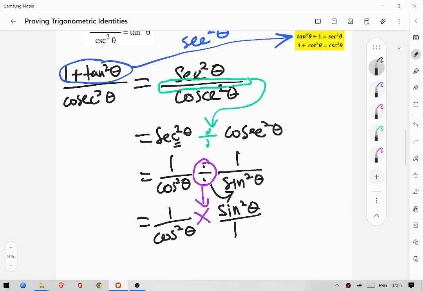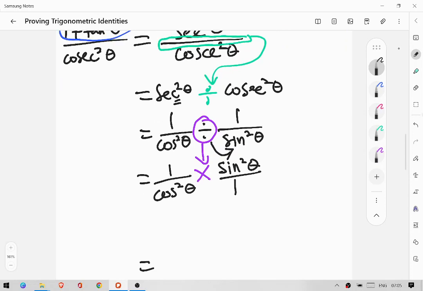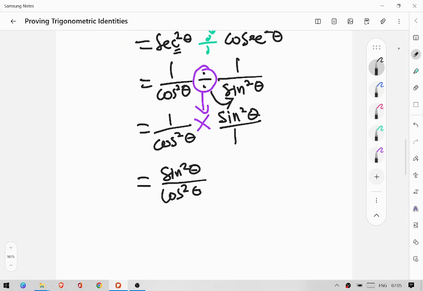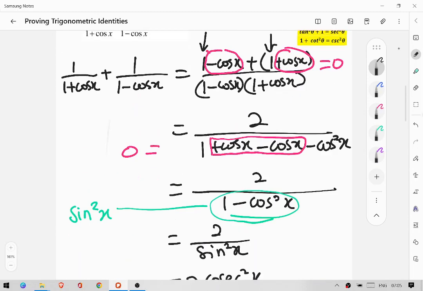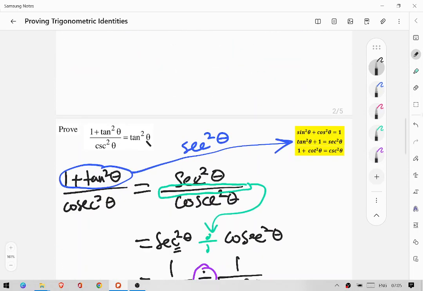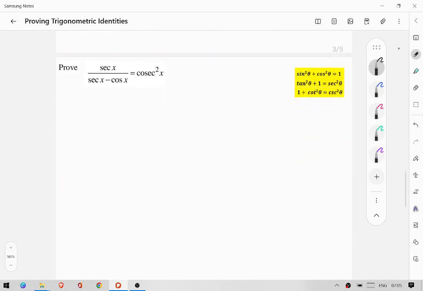Okay, now next. Oh no, the equal sign ran away. So we just multiply the fractions: numerator 1 multiplied by sine squared theta is sine squared theta, and cos squared theta multiplied by 1 is cos squared theta. So sine squared over cos squared is tangent squared theta. So sorry, we get our objective over here.